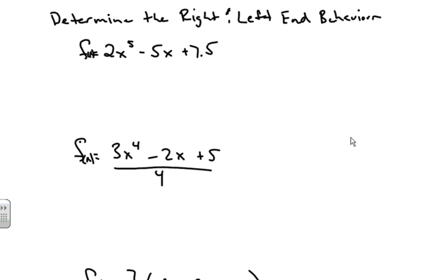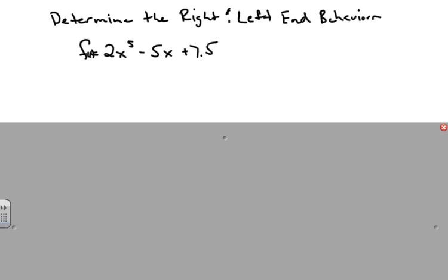We're going to talk about how to find the right and left end behaviors of different polynomials. I'm going to go through 3 different examples of how to determine this. The key thing is that right end behavior is talking about where the y values are going as x goes to infinity.